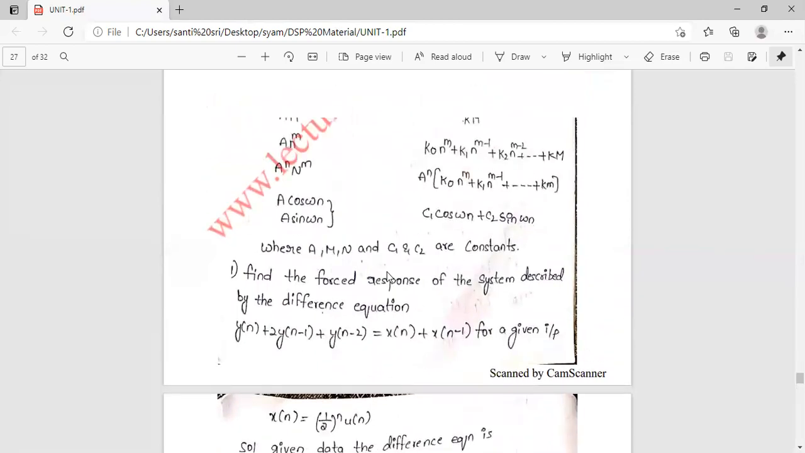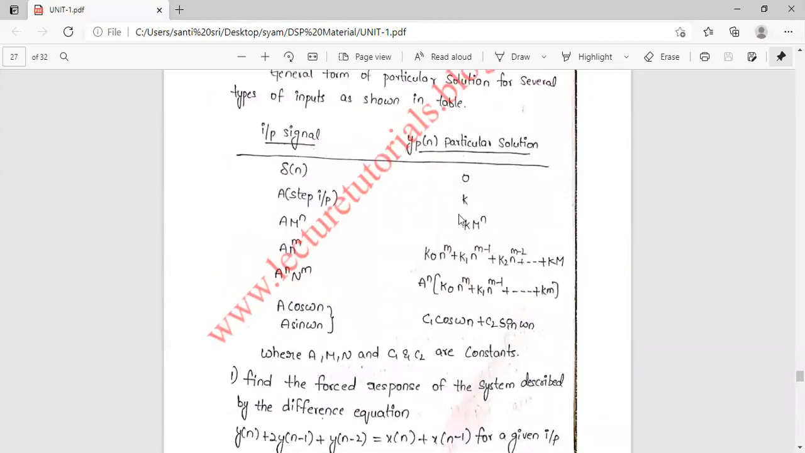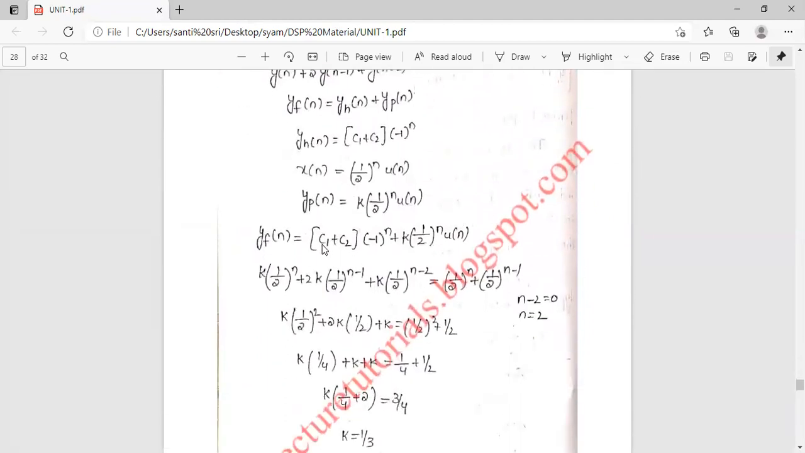That is the solution for the homogeneous equation, right? What is the given input? x of n equal to 1 by 2 whole power n into u of n. So write the particular solution for this given input, that is yp of n equal to k into 1 by 2 whole power n into u of n. Then yf of n is equal to c1 plus c2 into minus 1 whole power n plus k into 1 by 2 whole power n into u of n. Now our difference equation can be written like this, with k into 1 by 2 whole power n.